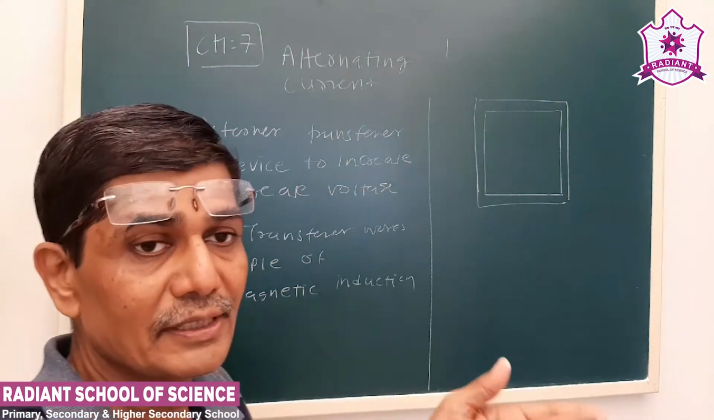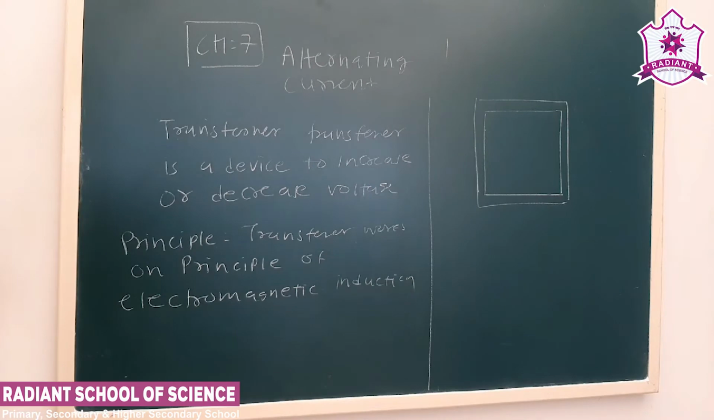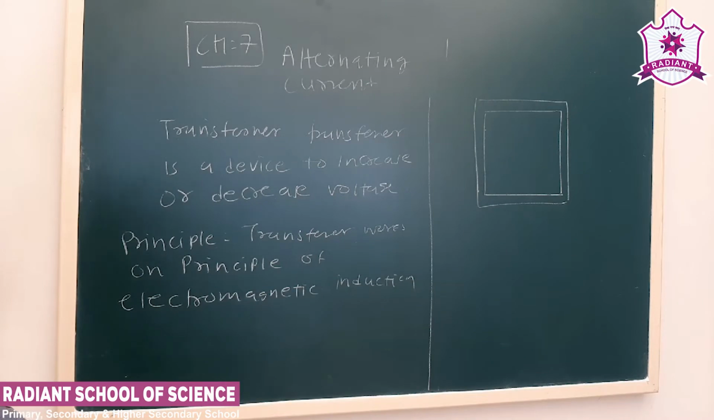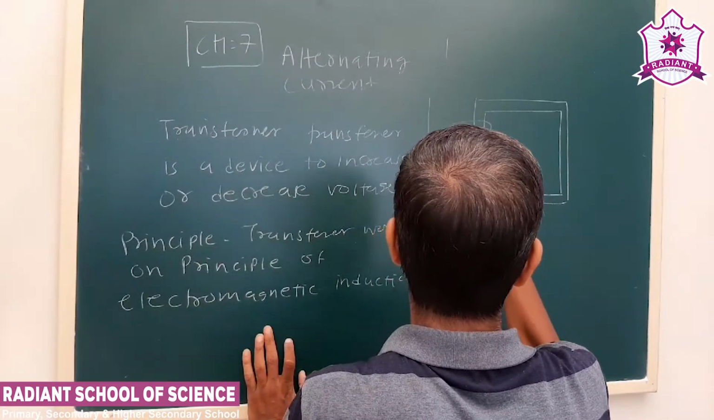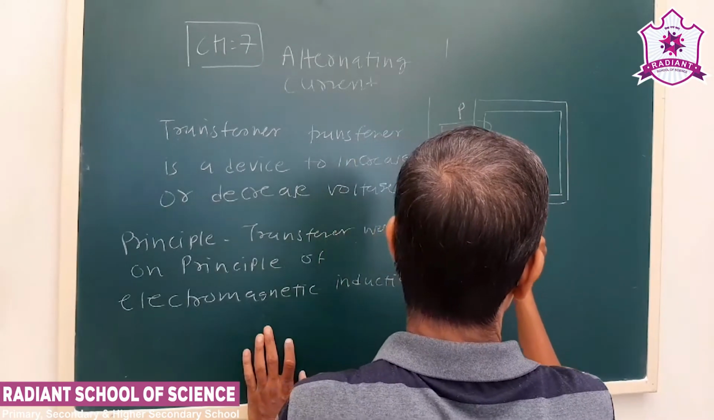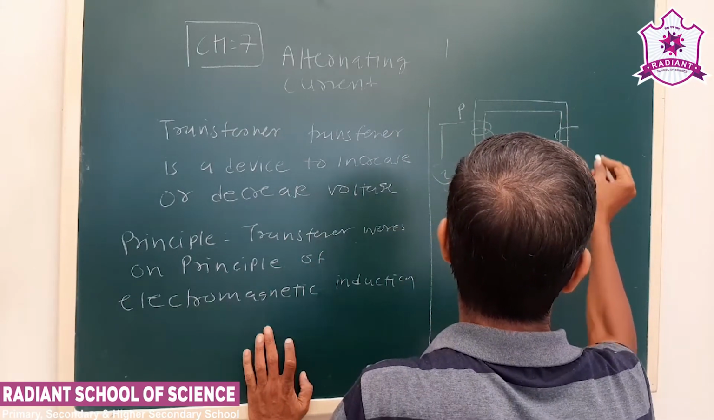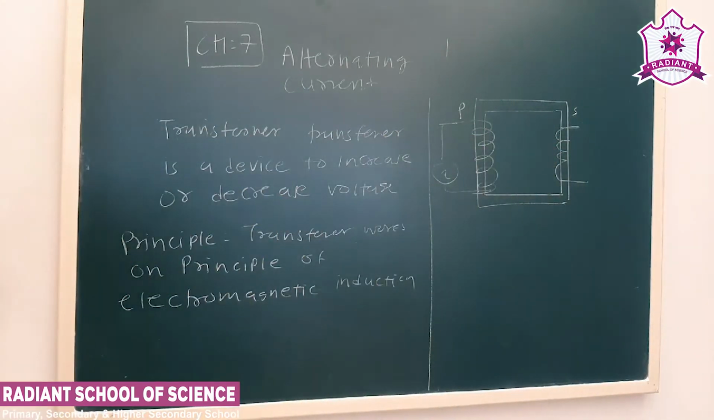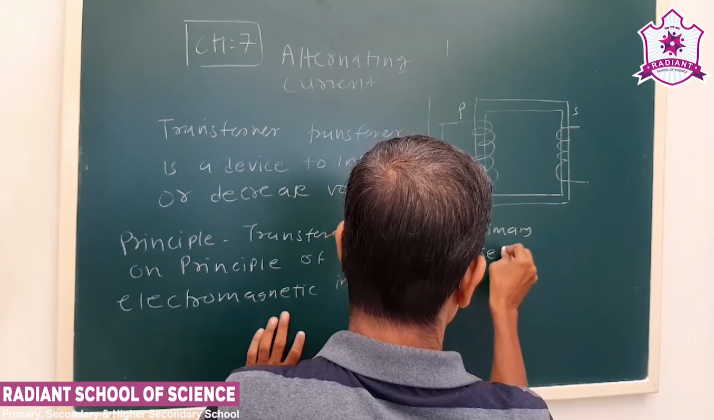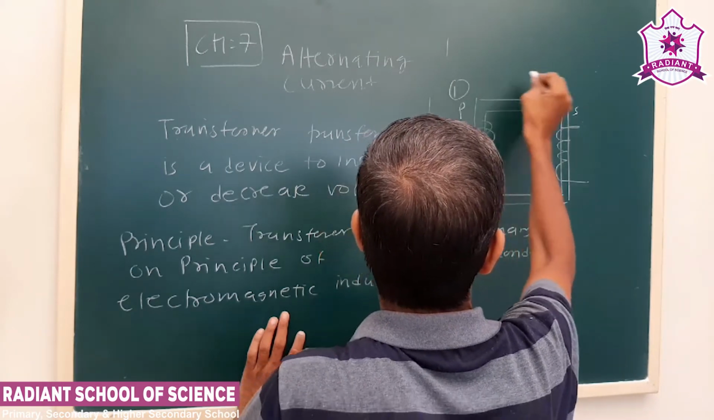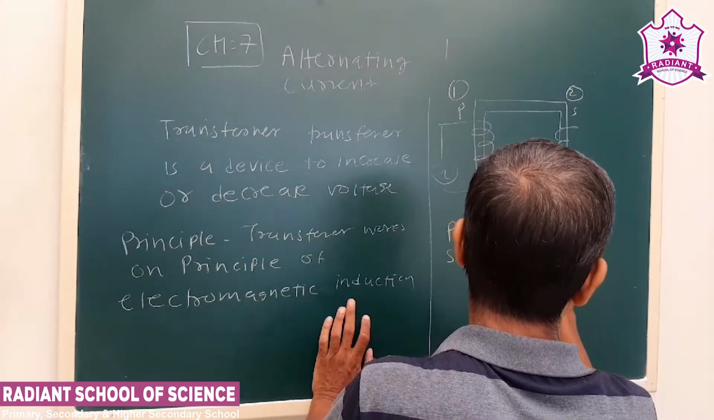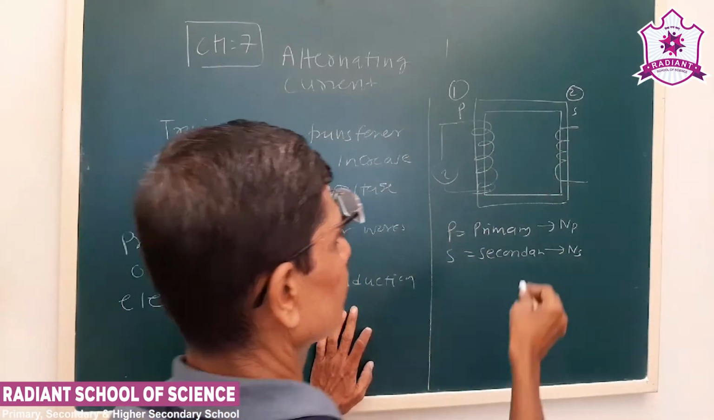There are a number of thin sheets joined together, depending on the application, generally of high quality magnetic material. Now see, the turns are wound like this. This is called P or primary, and this is called S, that is secondary. P is called the primary, S is called the secondary. Let us say the number of turns in the primary is NP, and the number of turns in the secondary is NS.